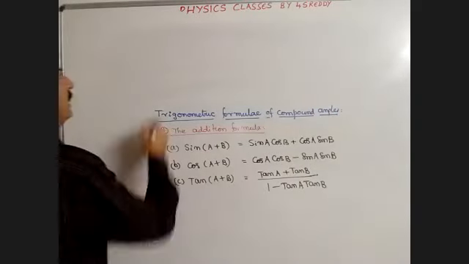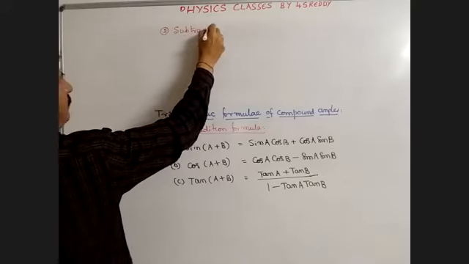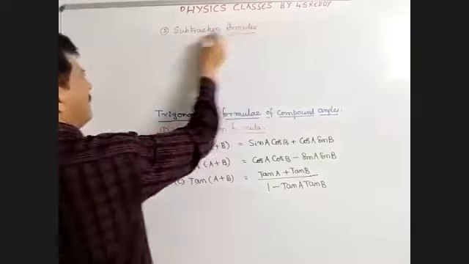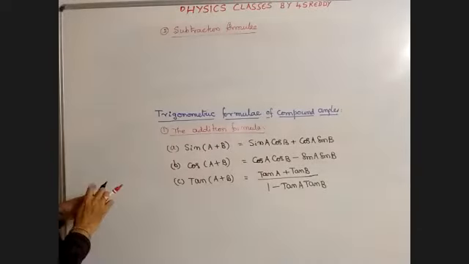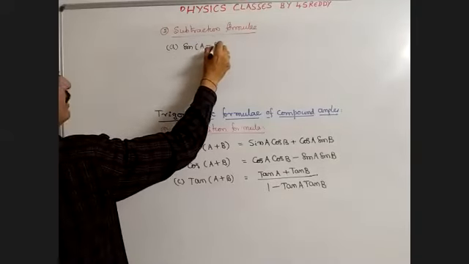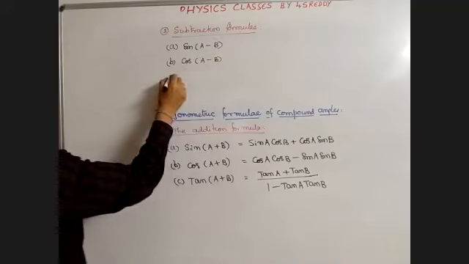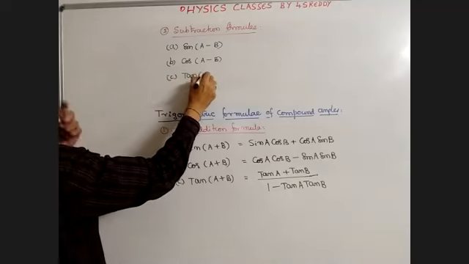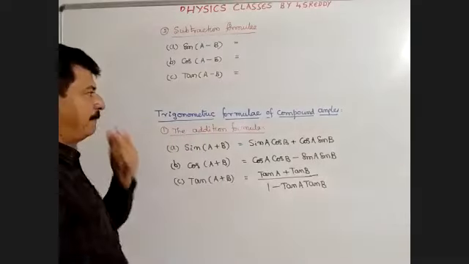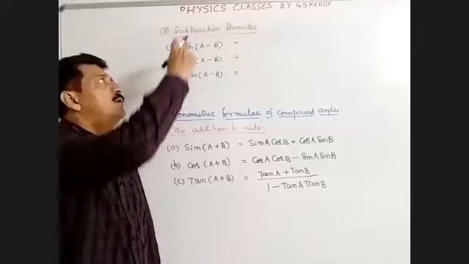The second one is the subtraction formula. What is the subtraction formula here also again? Sin of A minus B, cos of A minus B, tan of A minus B. Can anybody give the answer for these three?